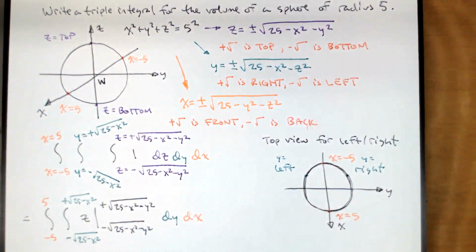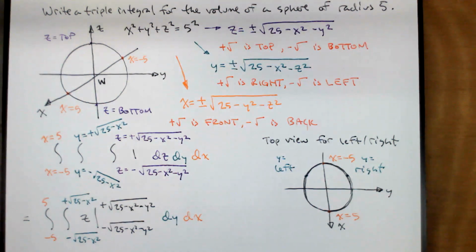So now I calculate this definite integral. We do the plus square root minus the negative square root. So we get 2 copies of that square root. And that's where we'll run into the problem. Now, oh man, integrating the square root of 25 minus x squared minus y squared. That sounds awful.